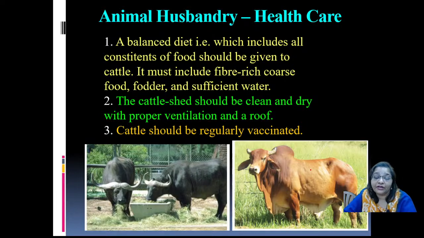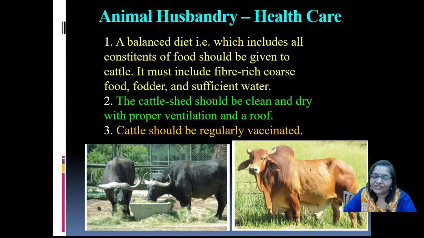Health care of the animals under animal husbandry. Basic care should be taken, that is, the animals should be provided with a balanced diet, which includes all the constituents of food which should be given to the cattle. It must include fibre-rich coarse food, the fodder, and sufficient water should be provided. So a balanced diet is necessary, as food is necessary for us to lead an energetic life. The same way a balanced diet is required even for these cattle. Not only cattle, every other animal.